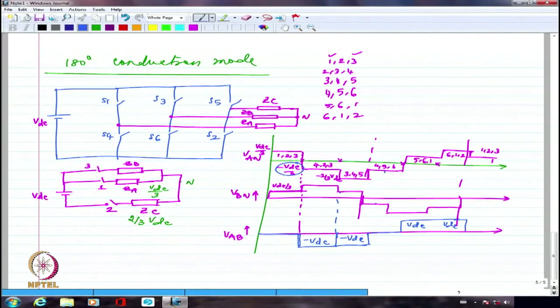Please note that compared to the previous case, this has exactly been opposite. There, the line-to-line voltage we got was the three-stepped or six-stepped waveform, whereas this was a square wave. The phase voltage was a square wave. Here it is exactly vice versa. That's all is the difference.